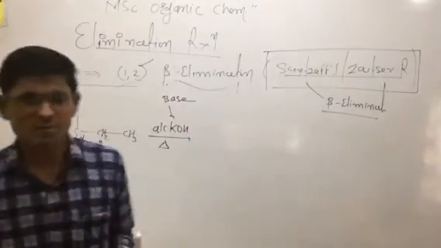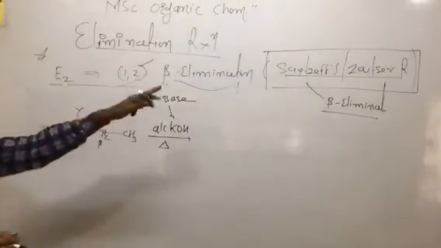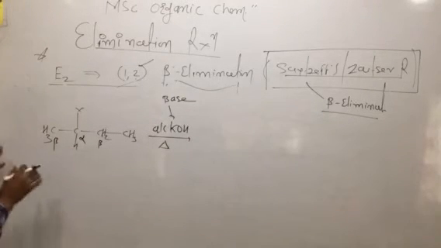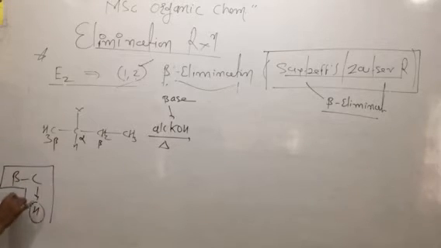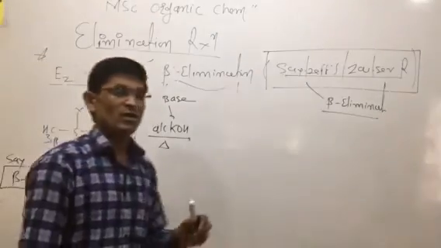So the condition for the beta elimination reaction is that there must be a beta carbon atom which has hydrogen atoms present on it. This is the condition for beta elimination, as we can say, the Saytzeff elimination reaction.